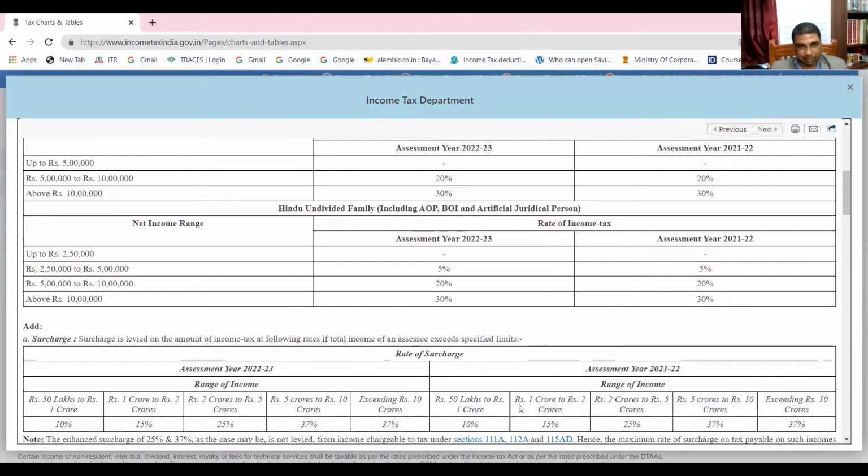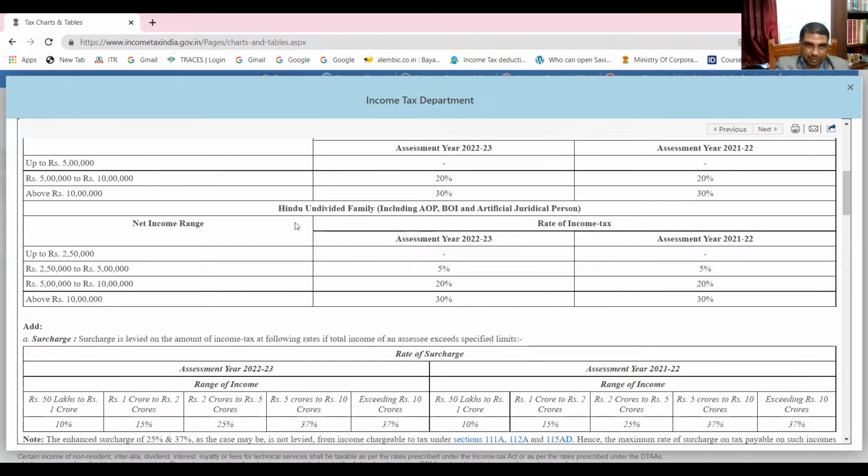HUF, you know, is a separate category of person. Now you see, tax rates for assessment year 22-23 are like this. HUF up to 2,50,000, how much? Nil. And 2,50,000 to 5 lakh, 5%. 5 lakh to 10 lakh, 20%. Above 10 lakh, 30%. So just like a normal individual, this is the rate applicable for HUF.